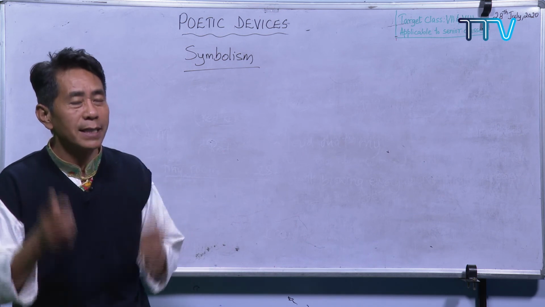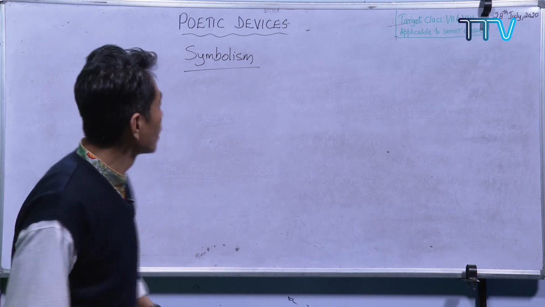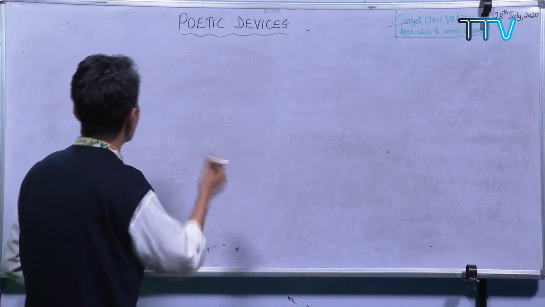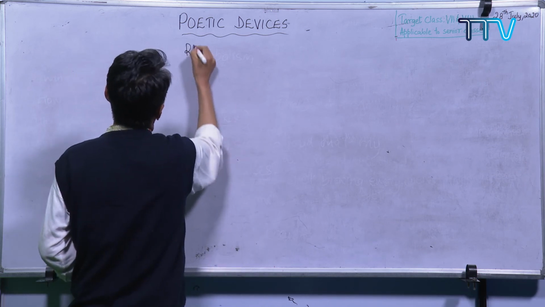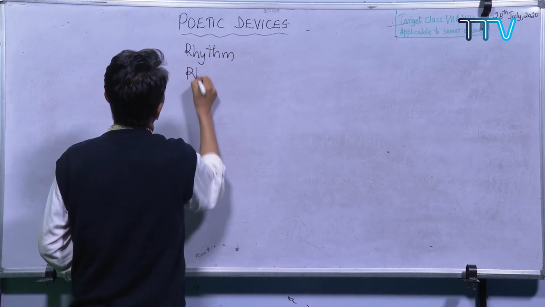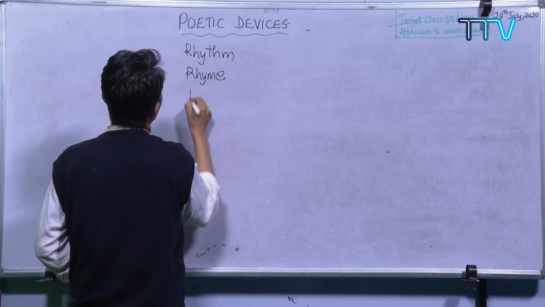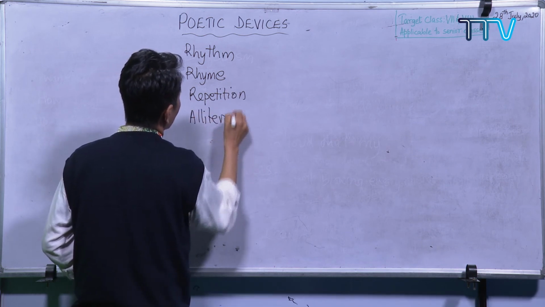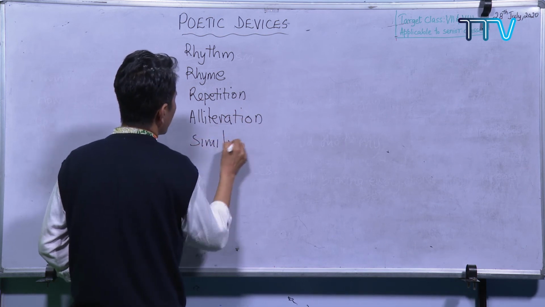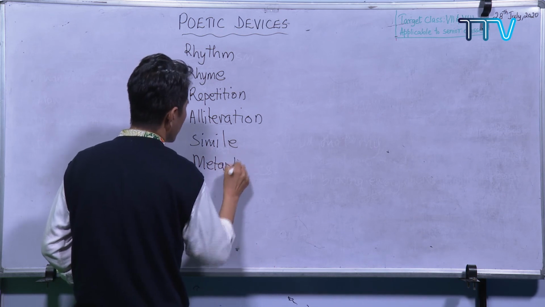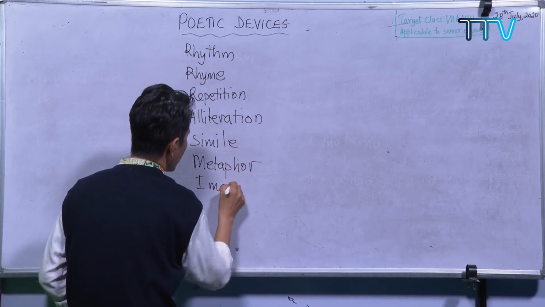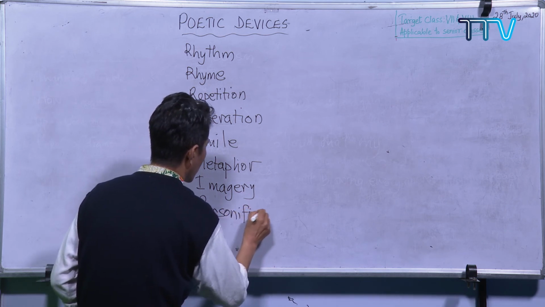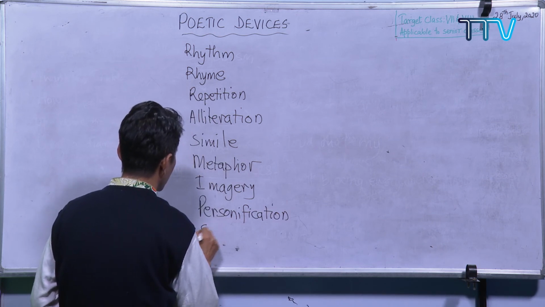Now with this we have come to the end of all the literary devices, and before I say goodbye, let us once again go through all the literary devices which we have done, because there will be one whole week after that. So what are some of the literary devices we did? We have rhythm, rhyme, repetition, different types of repetition, alliteration, simile, metaphor, imagery, personification, symbolism.